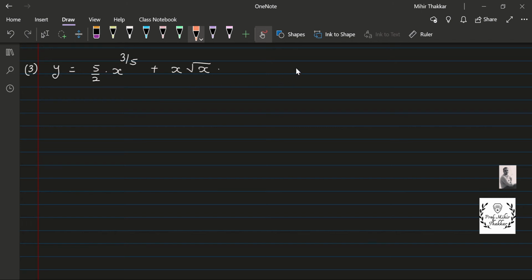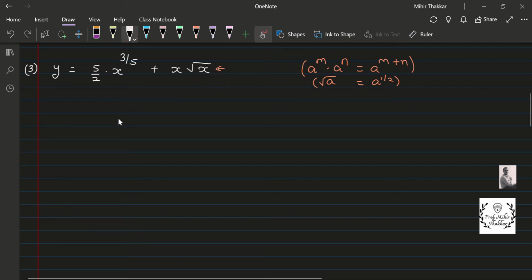I can write this as a raised to m into a raised to n is equal to a raised to m plus n. That is one rule. And the second rule that I have to apply, root of a can be written as a to the power half. These are the two rules that we have to apply in the second term over here. So let us see what we will do.